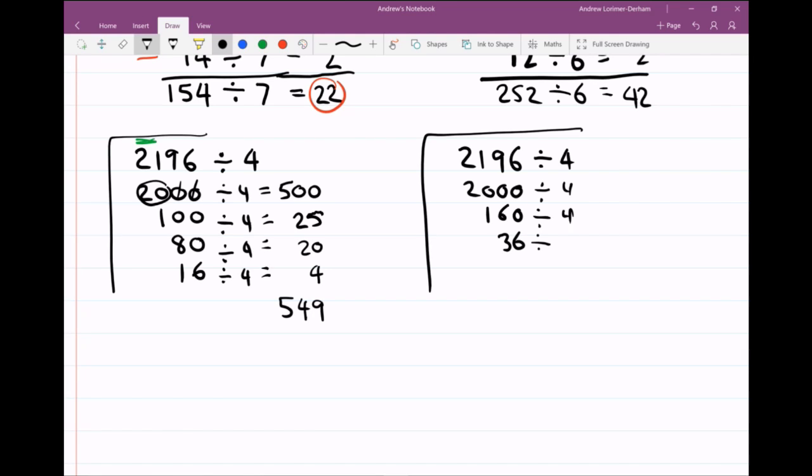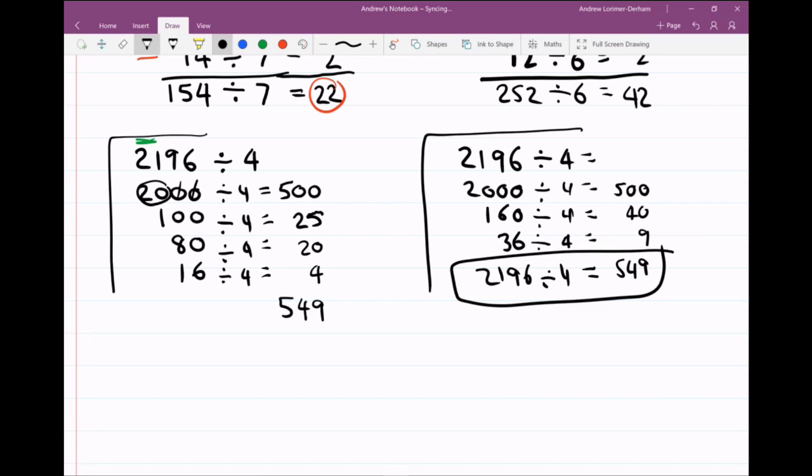And let's see if this person gets the same answer using their method. So 2,000 divided by 4 equals 500. We worked that out before. 160 divided by 4, well, we know 16 divided by 4 is 4, and this is 10 times bigger, so we put 40. And then 36 divided by 4 is 9, and if we add up 540 and 9, we get 549. And so in both cases, 2,196 divided by 4 equals 549.